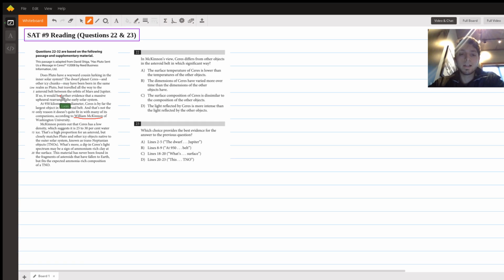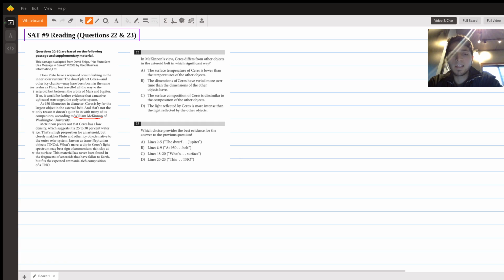The next one is lines 8 through 9, which say Ceres is by far the largest object in the asteroid belt. Now, this comes before the first mention of McKinnon, but we see a little bit of back referencing, because the text goes on to tell us that this is also a point of view that he shares. He not only thinks that Ceres is the largest object, he also thinks some other things. So for this reason, we can keep this text.